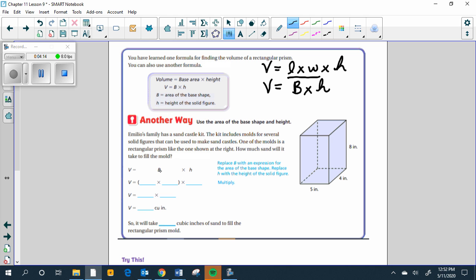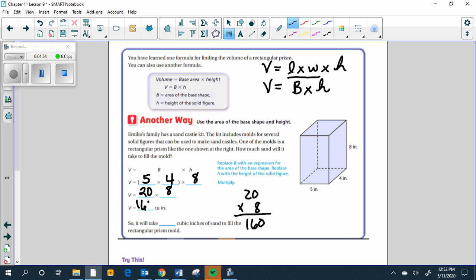All right, so we're going to find the base. Remember, the base is simply the length times the width. I'm going to be precise about order here. Our length is 5, our width is 4, and our height is 8. Now we'll figure the area of the base. 5 times 4 is 20, and we'll multiply that times 8. 20 times 8 should be 160.